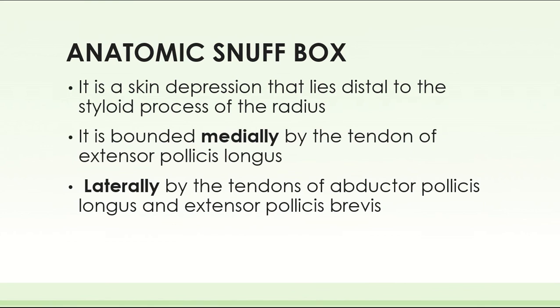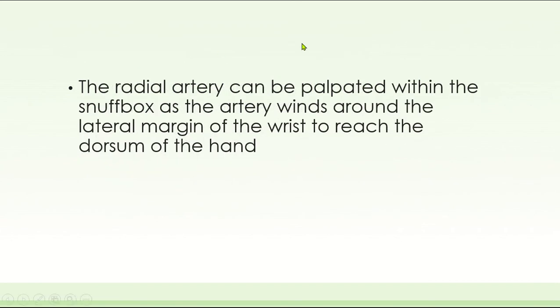Now we will study about anatomical snuff box. It is a skin depression that lies distal to the styloid process of radius. It is bounded medially by the tendon of extensor pollicis longus, laterally by the tendons of abductor pollicis longus and extensor pollicis brevis. The radial artery can be palpated within the snuff box as the radial artery winds around the lateral margin of the wrist to reach the dorsum of the hand. So radial artery can be palpated here.